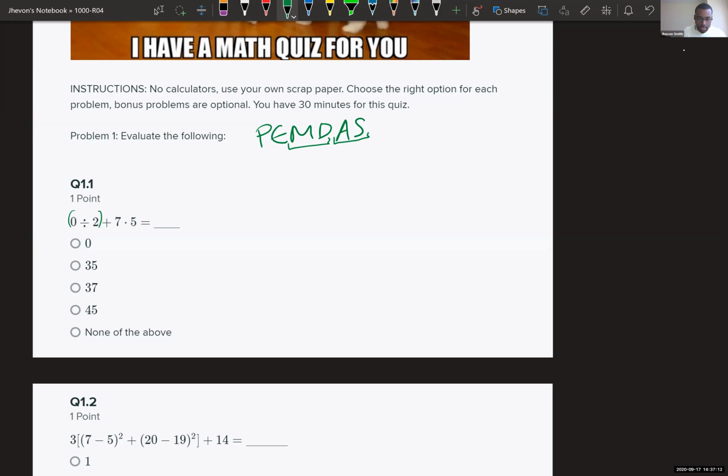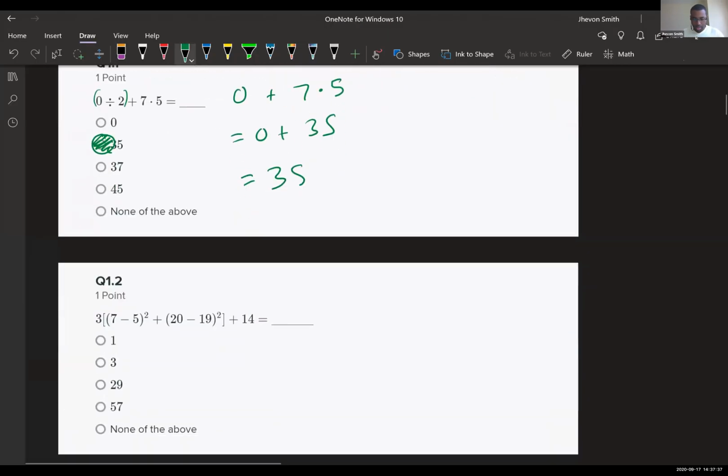So this would be 0 divided by 2, which is 0. Now you have addition and multiplication. PEMDAS is clear here. The multiplication gets done first. And then the addition, leaving us with answer B. So those of you who got B here, that was correct. Okay, let's move on to the next one.